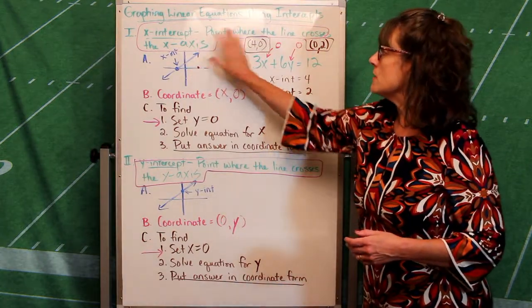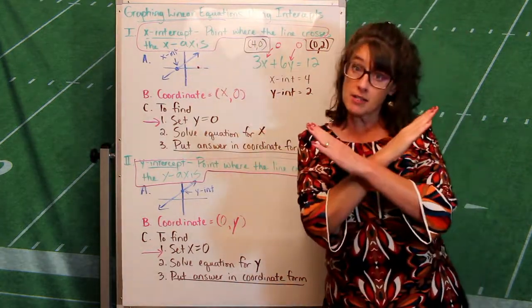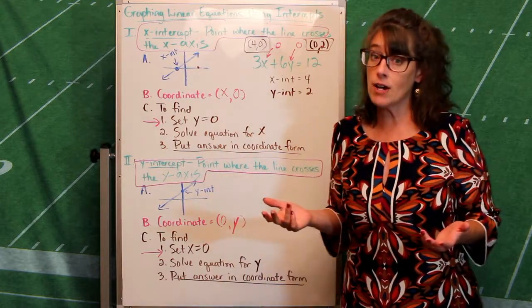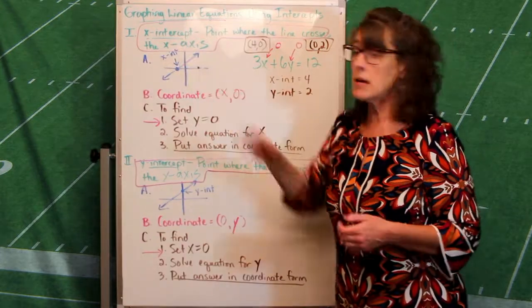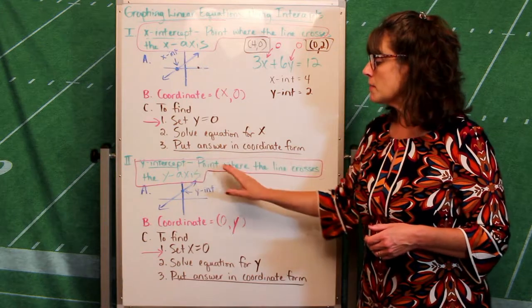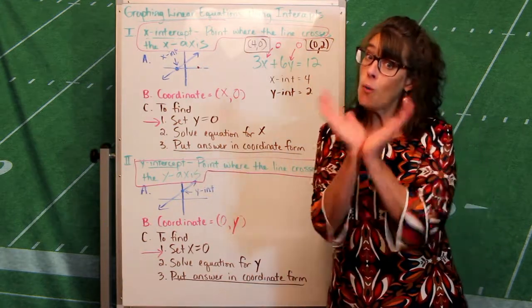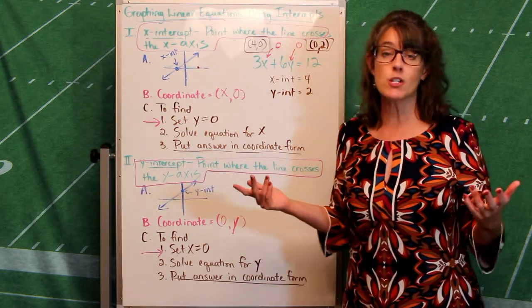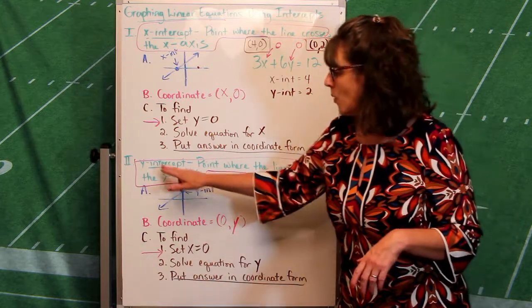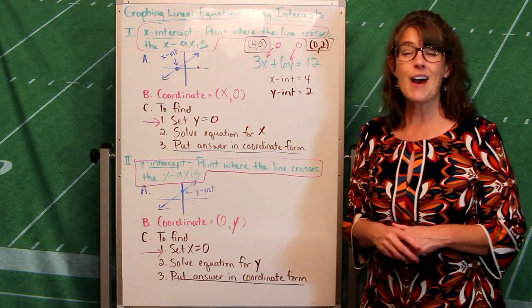An x-intercept is the point where the line crosses the x-axis. Mathematicians are not creative. We call it like we see it. X-intercept, x-axis. Y-intercept is the point where the graph crosses the y-axis. Again, mathematicians are not creative. We call it like we see it. Y-intercept, y-axis. I hope that helps.